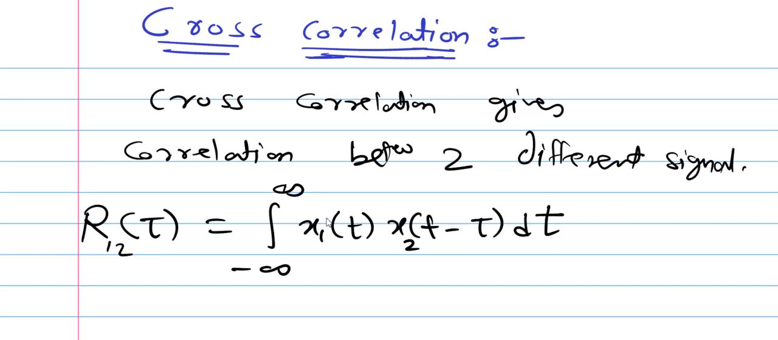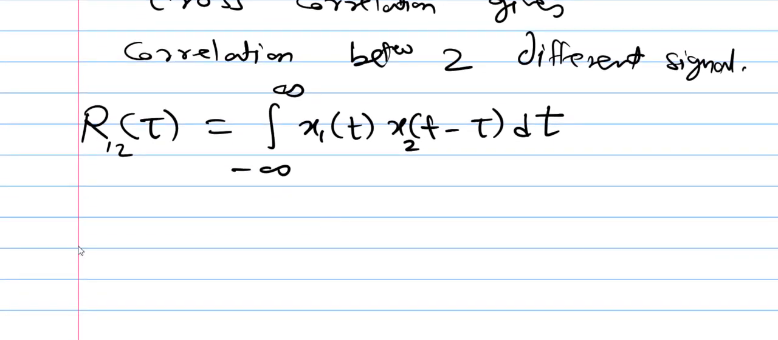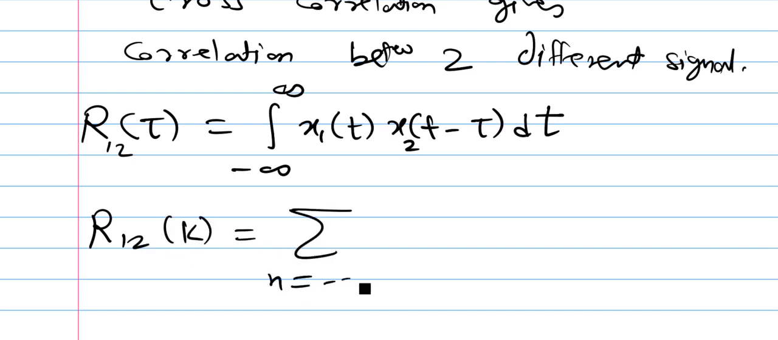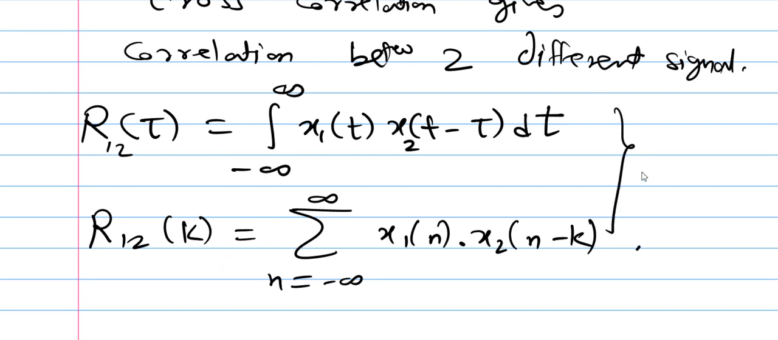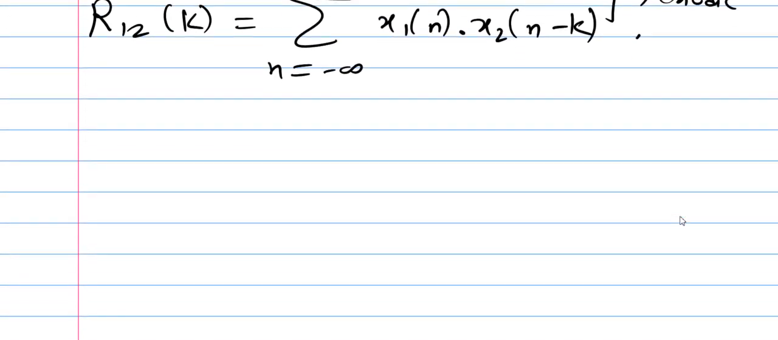Then for discrete time, r12[k] is, integration is replaced by summation, n equals minus infinity to infinity x1[n] dot x2[n minus k]. So this is for discrete time. Both definitions are for non-periodic signals, that means for energy signals. Now we will see the properties.